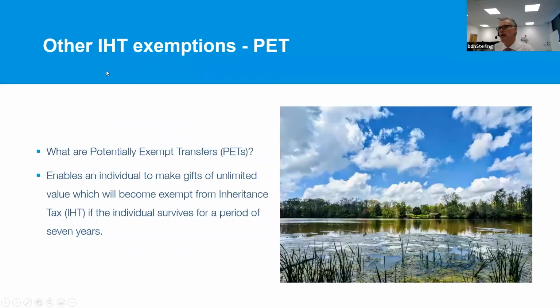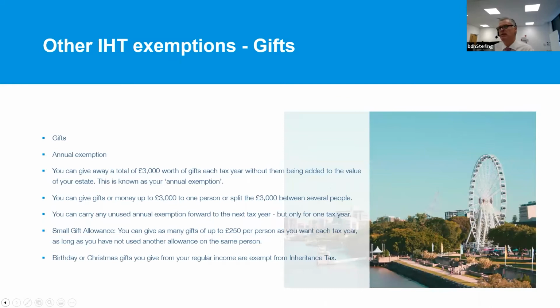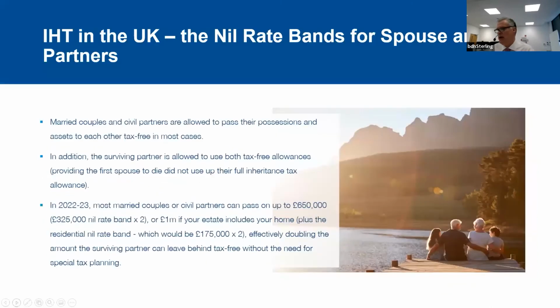If the first partner unfortunately meets their untimely death, then they can pass their £500,000 onto their surviving spouse. So on second death, that person will have the full £1 million to pass on via their estate.